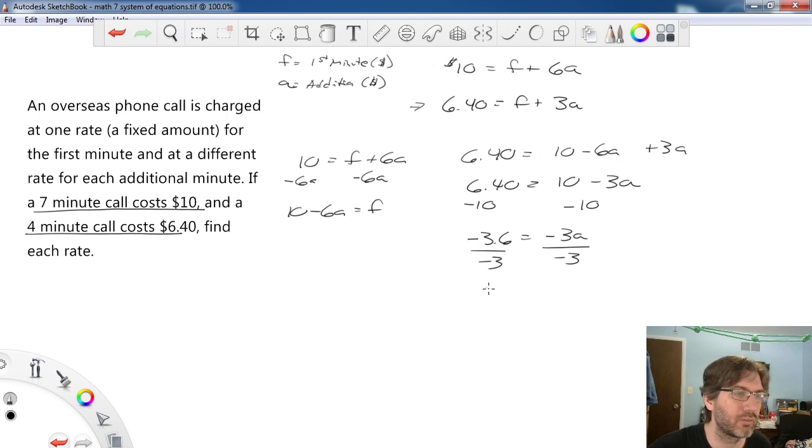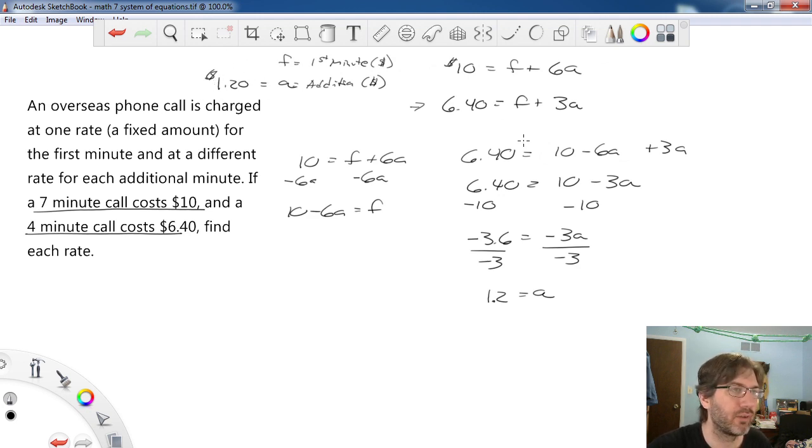That is 36 divided by 3 is 12. Get your decimal point in there. Equals A. So every additional minute, it is looking like $1.20, because remember this is a price. 1.2 is not really how we write money. We write it as $1.20, like such.